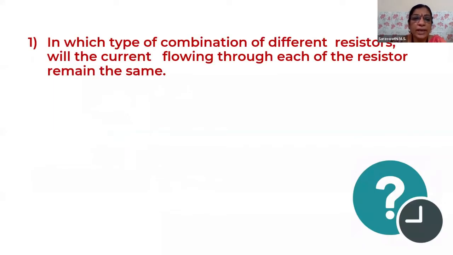Okay. In which type of combination of different resistors will the current flowing through each of the resistors remain the same?